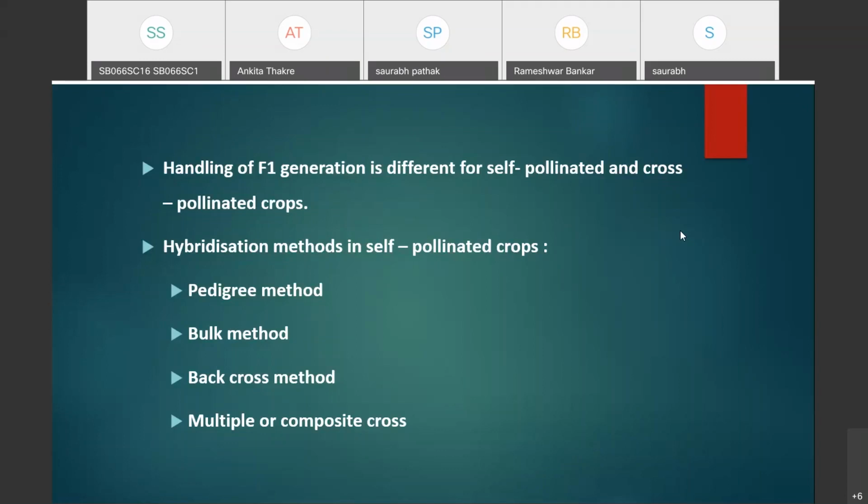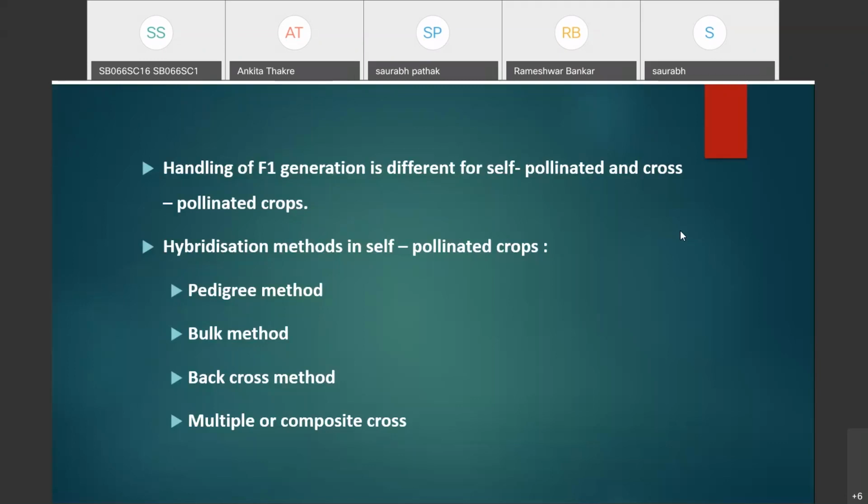There are four methods which are used in the self-pollinated crop. The first one is the pedigree method, the second one is the bulk method, the third one is the backcross method, and the fourth one is the multiple or the composite cross. In the last lecture we discussed two of these four methods in detail: the pedigree method and the bulk method.